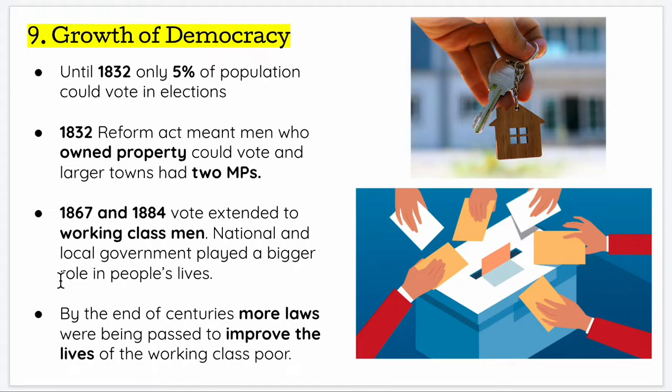During the 19th century, national and local government began to play a bigger part in people's lives. By the end of the century, it had become quite normal for the government to pass laws which tried to improve the lives of poorer people. So let's summarise. At the beginning of this period, only 5% could vote. By the end of this period, working class men have the chance to vote. And because they have a chance to vote, more laws were being passed to improve the lives of working class people. So we've got a massive growth in democracy and also a representation of the poor in terms of voting and having their viewpoint put across.